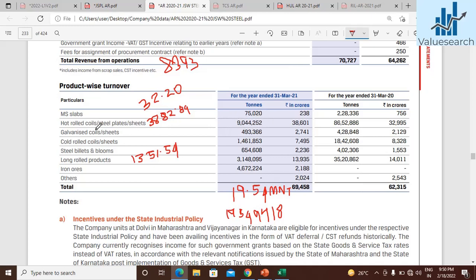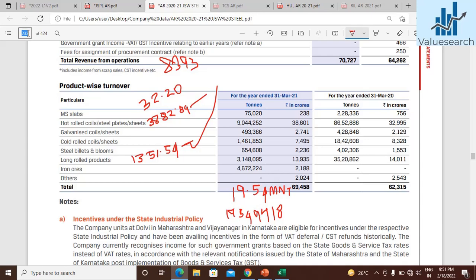as well as it sells its largest volume from this business of selling hot rolled coils or steel plates or sheets. And from long rolled product, it has also earned a quite significant amount of profit. So if this business somehow gets hit at either this area or this area, this company is going to suffer. So this is how you can analyze company's revenue.